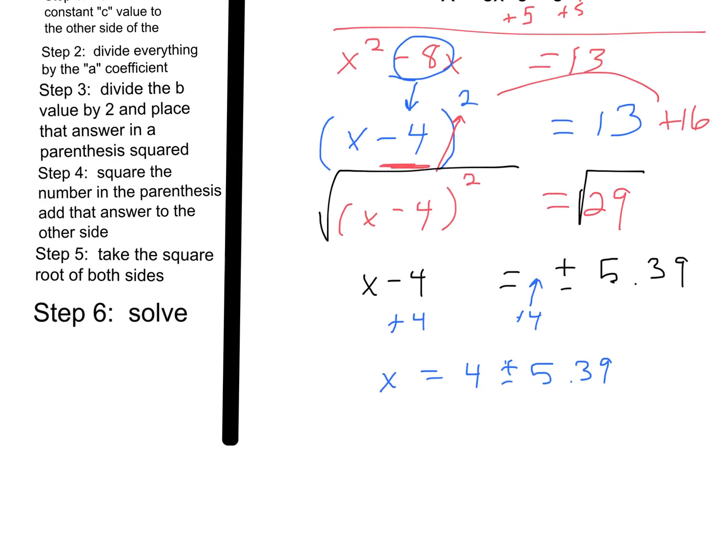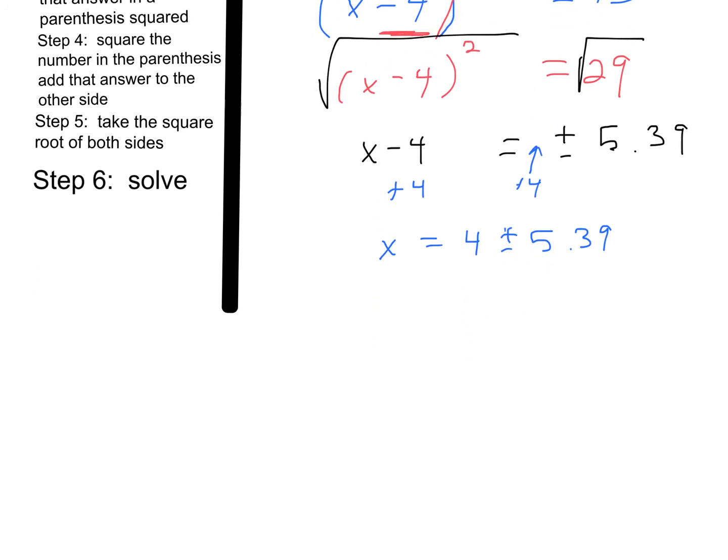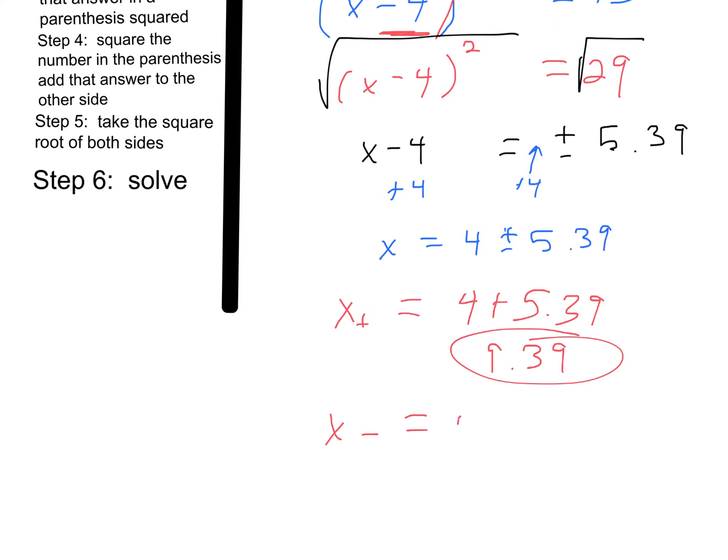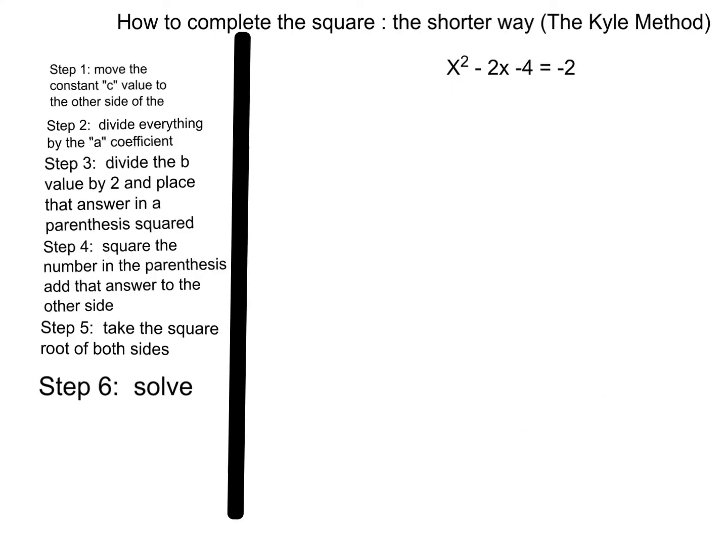Okay. So now I'm going to solve this. The x positive says we have 4 plus 5.39, which is 9.39. x negative says we're going to do 4 minus 5.39, which is negative 1.39. And there are your two solutions. Alright, so I'm going to do this one with you one more time, and then after that I will give you a couple to try on your own, and then that'll be it.